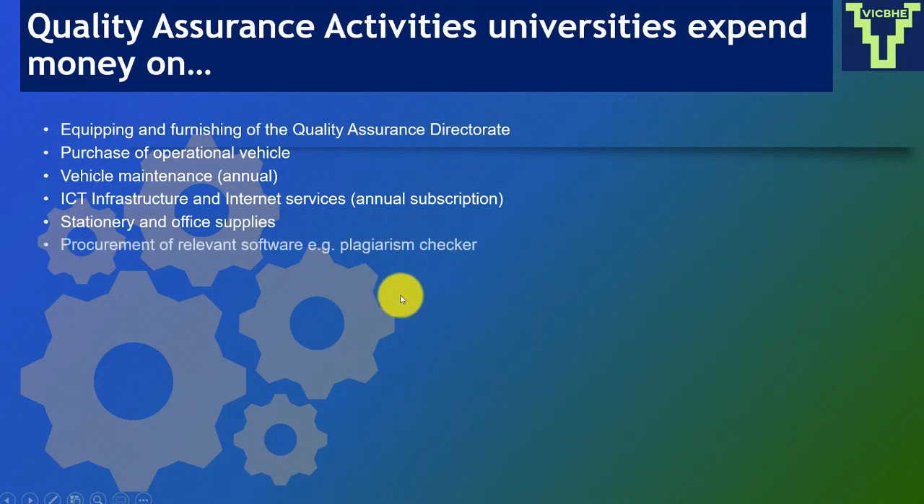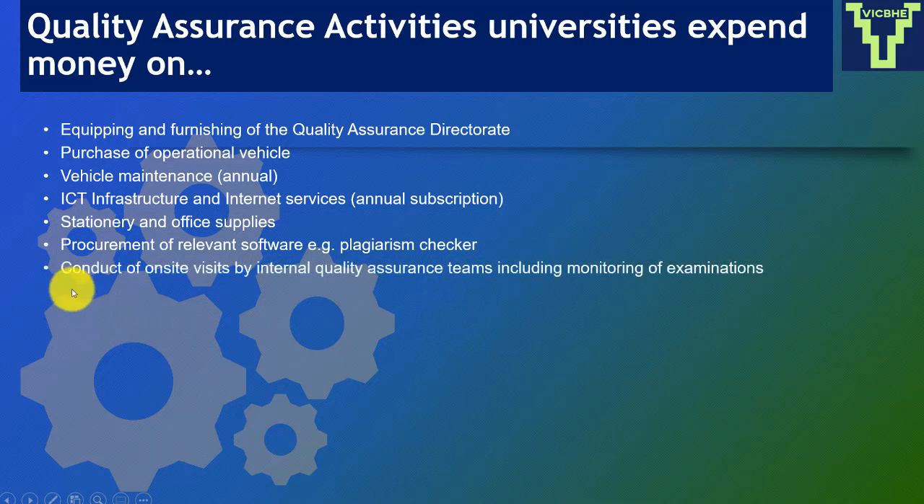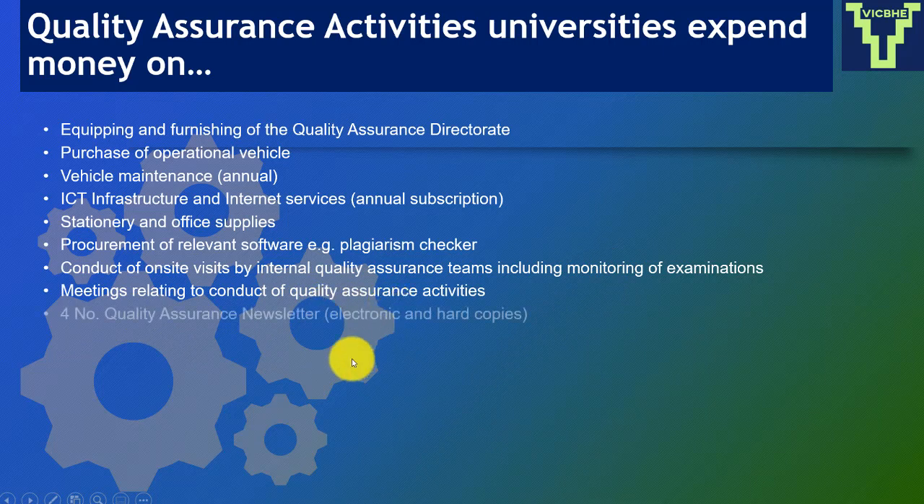Stationery and office supplies, procurement of relevant software, e.g. plagiarism checker. You know, Caleb University talked about Turnitin. You see, Turnitin is just one of several. Indeed, I didn't put Turnitin here because Nigeria has developed its own, homegrown, launched by the vice president of the country himself, organized by the Committee of Vice Chancellors, CVC. Conduct of on-site visits by internal quality assurance teams, including monitoring of examinations. Meetings relating to conduct of quality assurance activities.